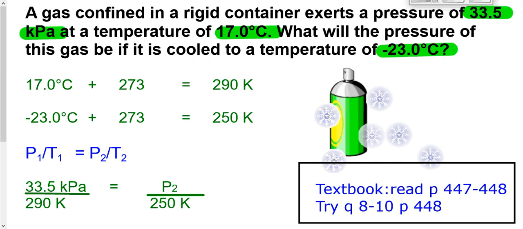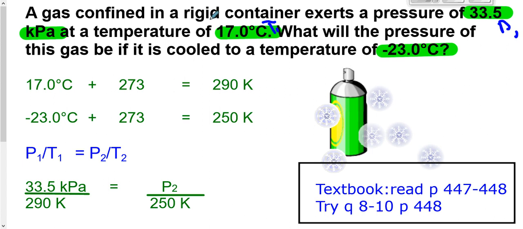We should always start by taking a look at the wording and the units to try to figure out how to label them. This is a pressure of 33.5 kilopascals. I know kilopascals is a unit for pressure, and the wording tells us that. So I'm going to call this P1 for my first pressure. We have a temperature of 17 degrees Celsius. There's temperature. There's my T1.